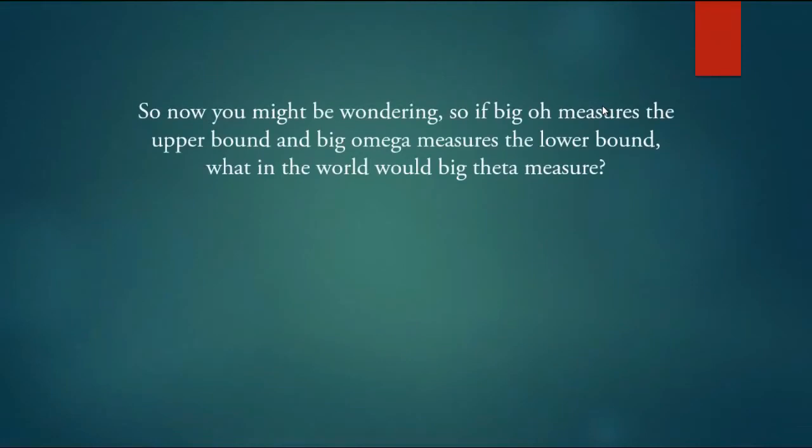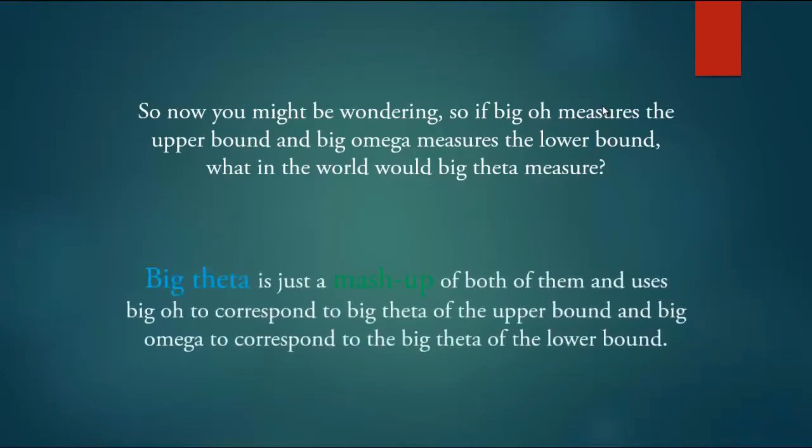So now you might be wondering, if big O measures the upper bound and big omega measures the lower bound, what in the world would big theta measure? Big theta is just a mashup of both of them, and uses big O to correspond to the upper bound and big omega to correspond to the lower bound. That is absolutely it. So to make the concept more concrete, let us consider an example.